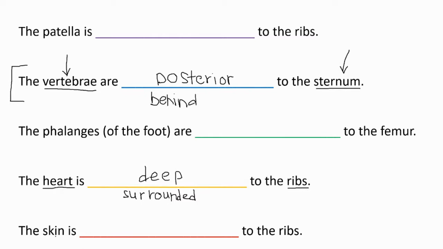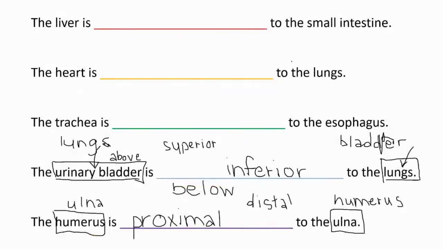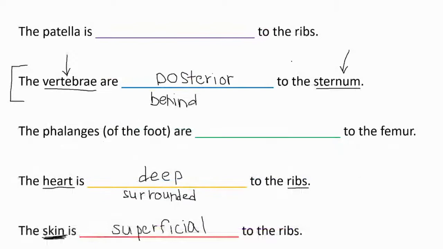Here's the other example I mentioned for you, though, right? When we talked about the skin, that the skin is the thing that completely surrounds everything. So skin is going to be the opposite of deep. Skin is always going to be superficial. Doesn't matter what I'm comparing it to, the skin is superficial. Man, that's a hard word to write. I'm glad you all can type. That's so much faster. There we go. Superficial. Okay, we did deep, superficial, posterior, anterior, superior, inferior, and then proximal, distal.